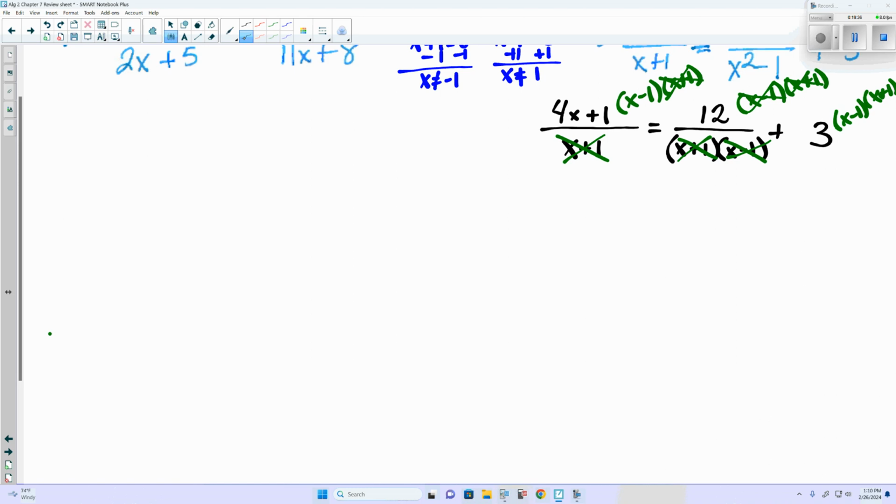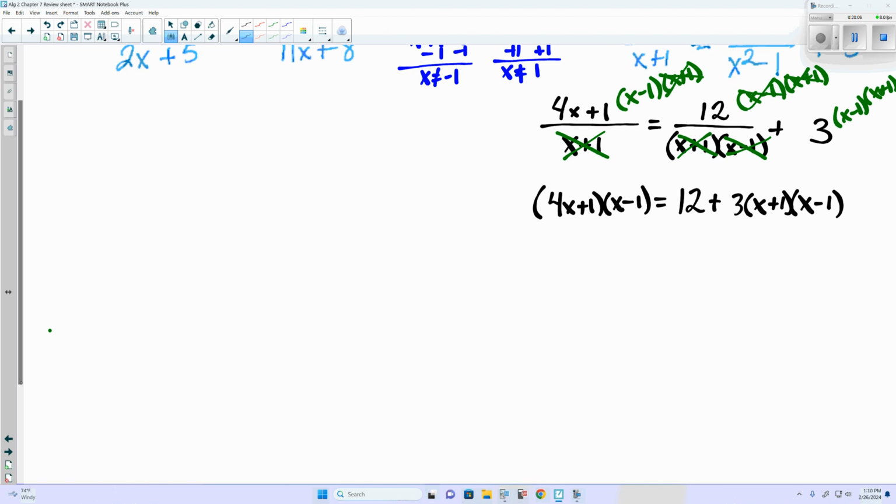So what we're left with is our 4x plus 1 times our x minus 1 is equal to 12. Now, since everything we multiplied the 12 by simplified out with the denominator, it's just 12. Plus 3 times... Wait, did you put parentheses around that, the 4x plus 1? Yes, because we're multiplying the 4x and 1 by our x minus 1, the whole thing.